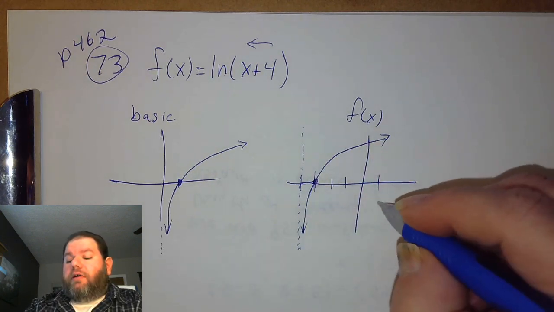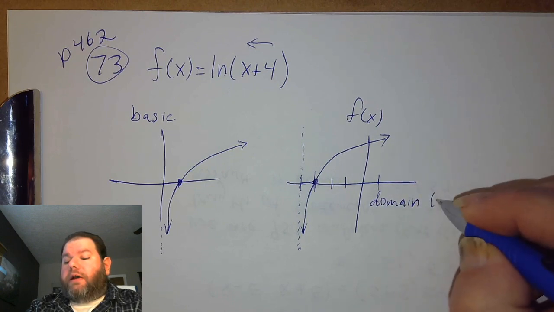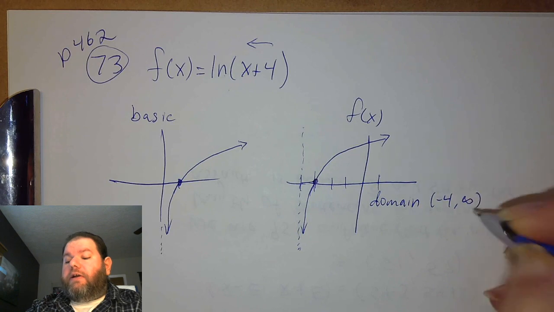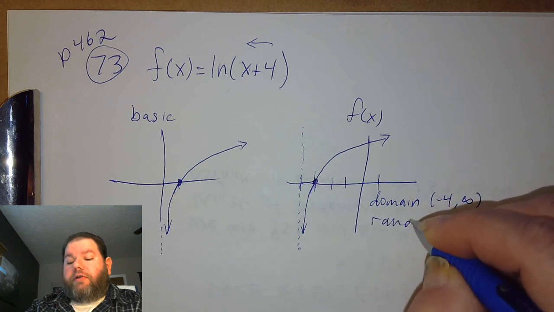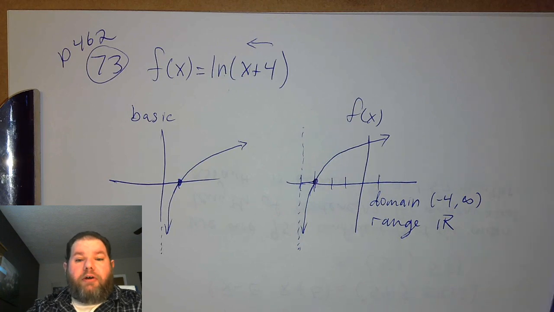And so our domain is from -4 to infinity, and the range is all real numbers, which for a logarithm the range will always be all real numbers.